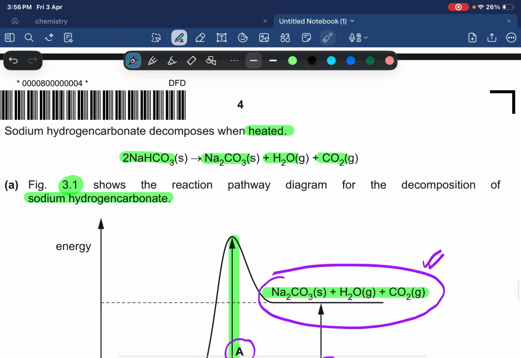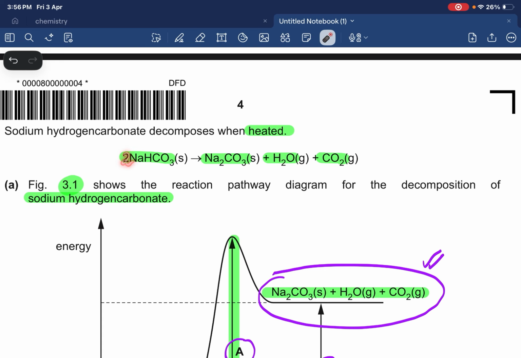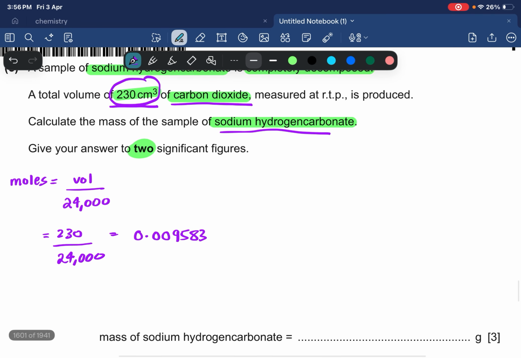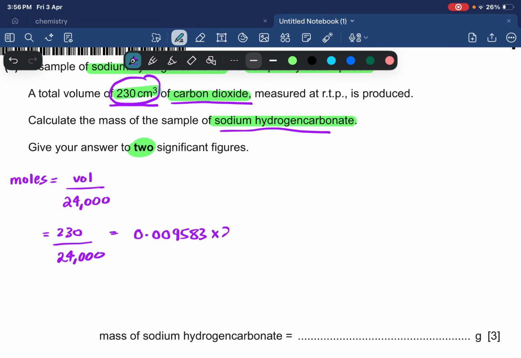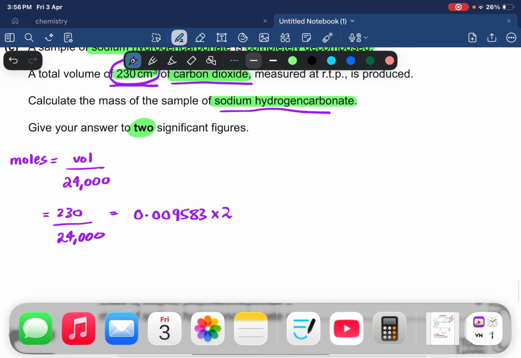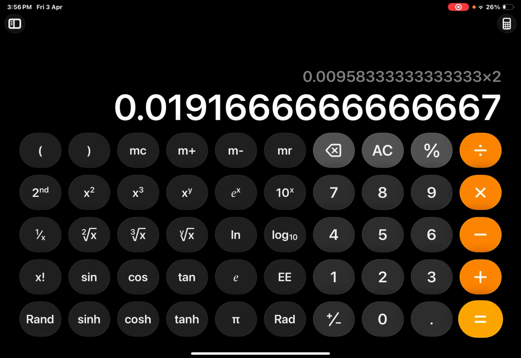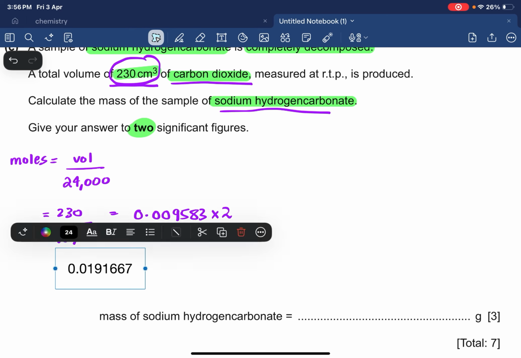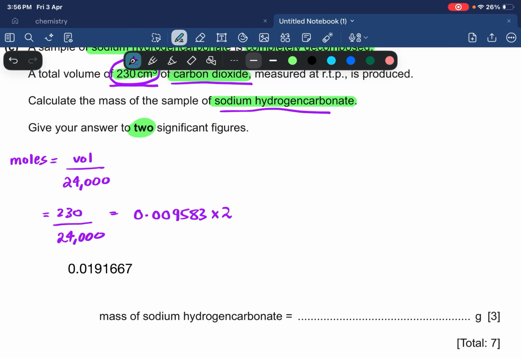I know that 2 moles of sodium hydrogen carbonate form 1 mole of carbon dioxide. So the mole ratio between both of them is 2:1. And when that's my mole ratio, what do I do? I multiply my moles of carbon dioxide by 2 to get the moles of sodium hydrogen carbonate. So these moles are going to be multiplied by 2. Now I get the moles of my sodium hydrogen carbonate.